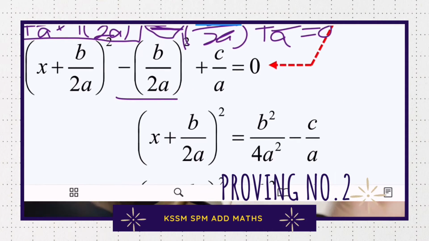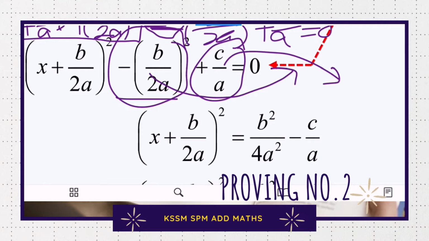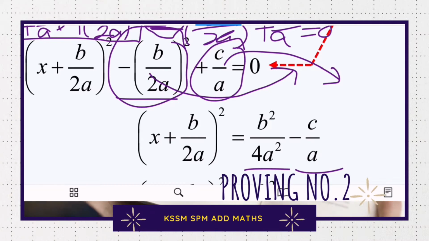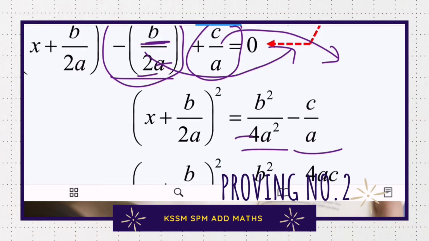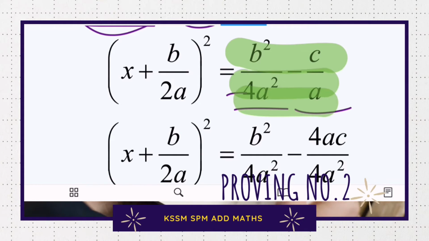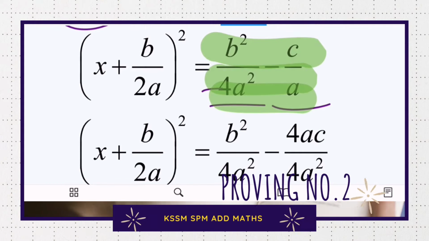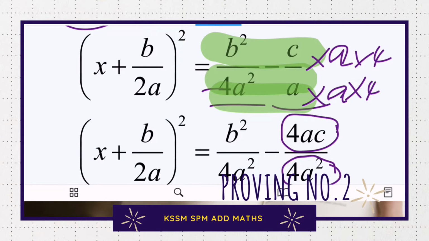So we can shift this number to the right and this number to the right. That's why we have negative c over a and positive b squared over 4a squared. B squared, we square the b, we square the 2, we get 4, square the a, we get a squared. So finally we get the equation like this. We have to make the denominator the same first. So we times with the a, times with the a, times with the 4, times with the 4. That is why we got the 4ac here. Here we got 4a squared.